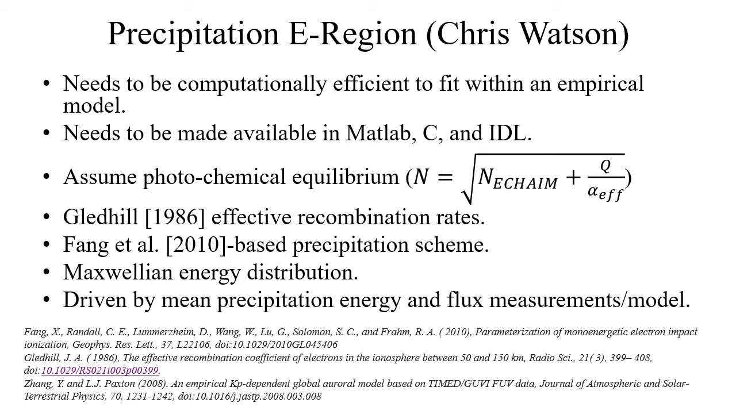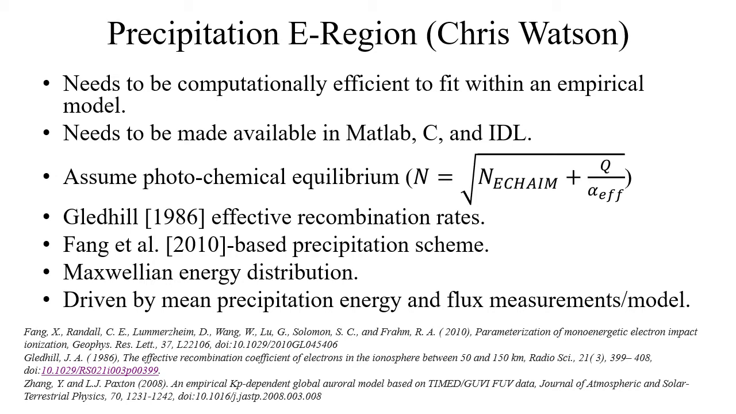So we had to build something in-house, which leads us to your standard assumption of photochemical equilibrium, where we can write the electron density in a perturbed or precipitating environment in terms of the quiet E-CHAIM electron density, this auroral ionization rate, and then this effective recombination rate.